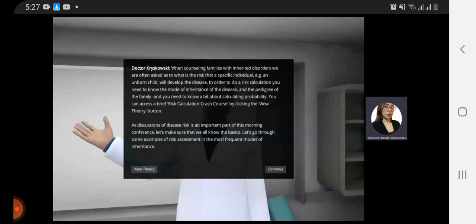As discussions of disease risk is an important part of this morning conference, let's make sure that we all know the basics. Let's go through some examples of risk assessment in the most frequent modes of inheritance.